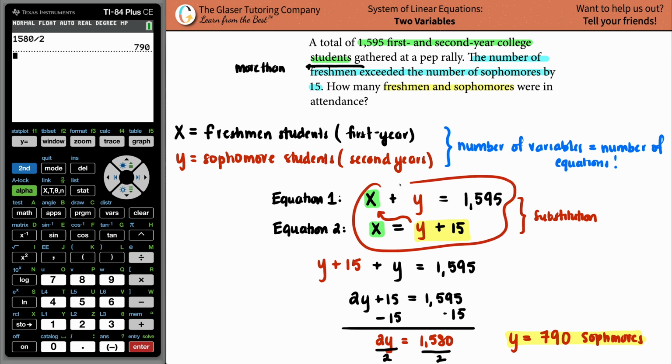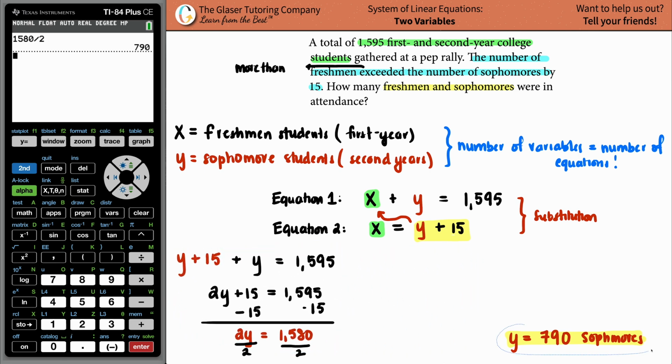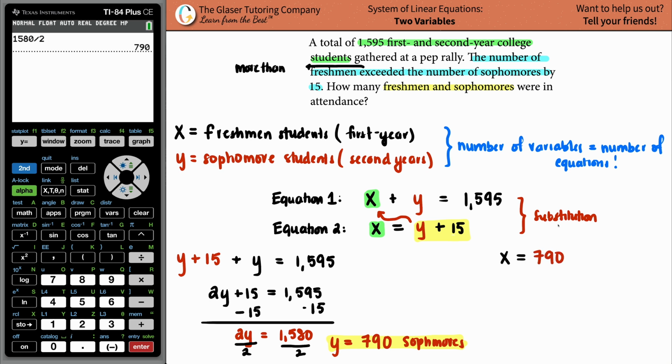Now, let's find out how many freshmen we have. Use the equation that is the easiest to work with. In this case, this is already stated as x equals. So maybe what we'll do, let me see if I could pull this over, and this goes over there. And now I have that formula x equals y, which we just found out was 790. 790 plus 15. So x is now going to be, whatever that is, 805. And that's freshmen.